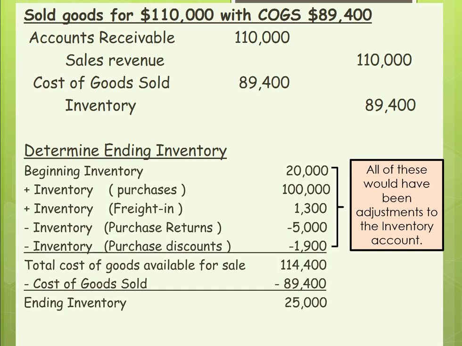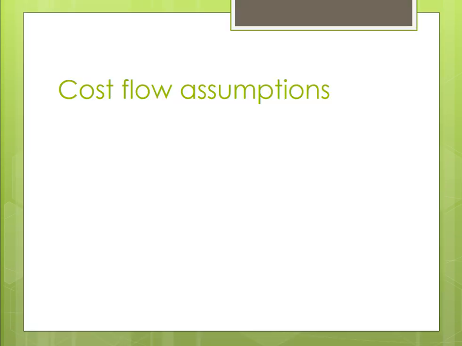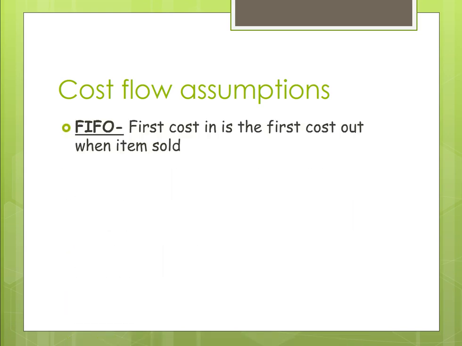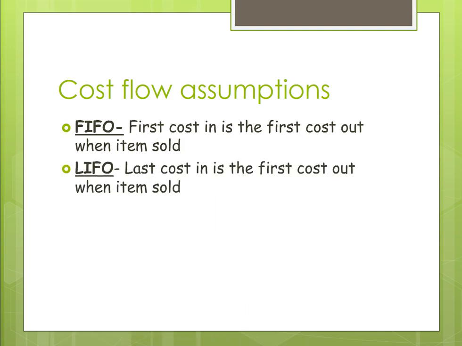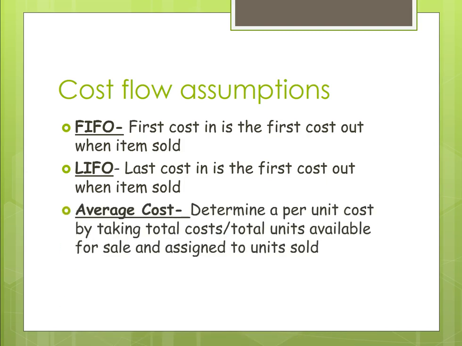Now let's take a look at the cost flow methods. Again, we're going to be looking at FIFO, first cost in is the first cost out, cost of goods sold. LIFO, last cost in, is the first cost out. And average cost. We determine a per unit cost, but here's the difference. With average cost, we have to make sure that we're going to redo this every time we make a sale.